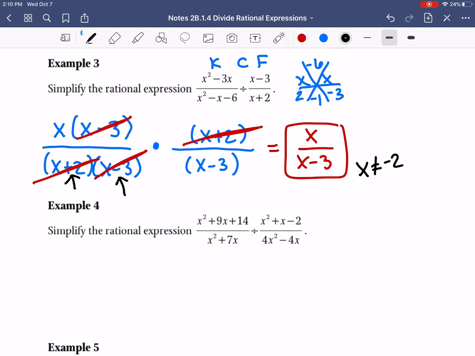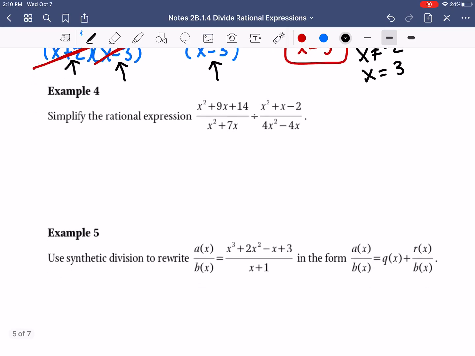x minus 3 means x can't be positive 3. This one is also positive 3. And then you also look at the numerator, or the original denominator was x plus 2, but that's negative 2. So those are my only invalid values. All right, 2 more examples.